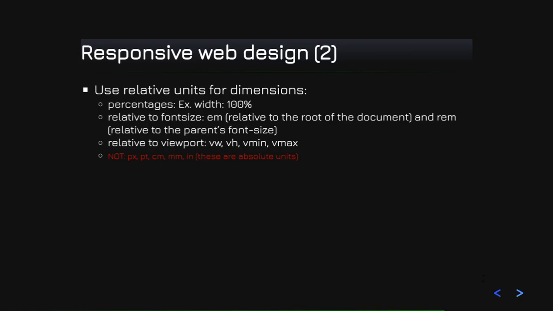Responsive web design refers, as I've already told you, to using relative units, so we should use percentages like this with 100%. There are relative units for dimension in percentages, which are relative to the dimension of its parent, em, which means relative to the parent font size, or rem, which means relative to the root of the document, or relative to the viewport: vw, vh, vmax. I won't get into details about this one. My suggestion is to use percentage values like this one. So it's not okay for responsive design to use absolute values like pixels, points, centimeters, millimeters, inches, and so on. These are absolute units.